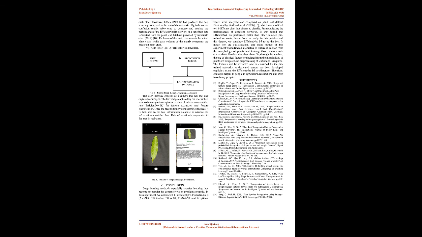for the classification. The main motive of this experiment was to find an alternative to feature extraction from the morphology of plants and training those vectors with classical machine learning algorithms. So, through this method, the use of physical features calculated from the morphology of plants is mitigated, and no pre-processing of the leaf image is required. The features will be extracted and classified by the pre-trained networks. A dedicated system has been developed explicitly using the EfficientNet B0 architecture. Therefore, it could be helpful to people in agriculture, researchers, and even ordinary people.